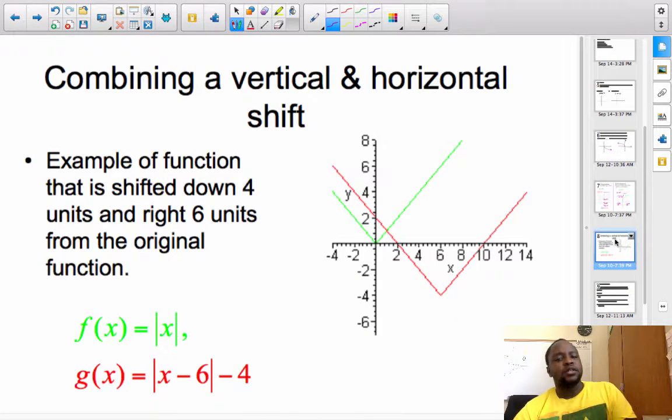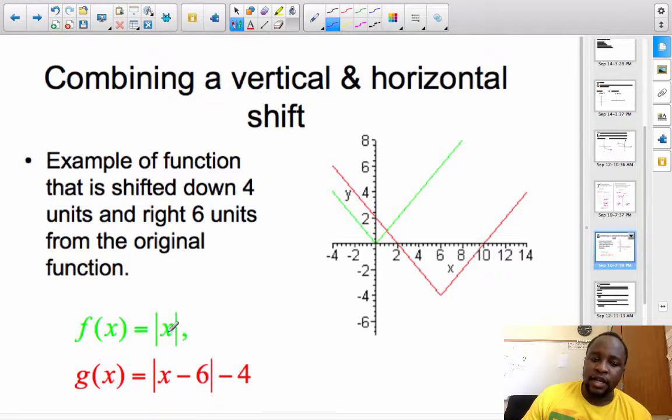So combining a vertical and horizontal shift. Here's an example of a function that is shifted down 4 units and to the right 6 units from the original function. In green, we have our parent function of f of x equals the absolute value of x. And then here we can see it was shifted to the right 6 and down 4, so that we have a vertex at (6, -4).